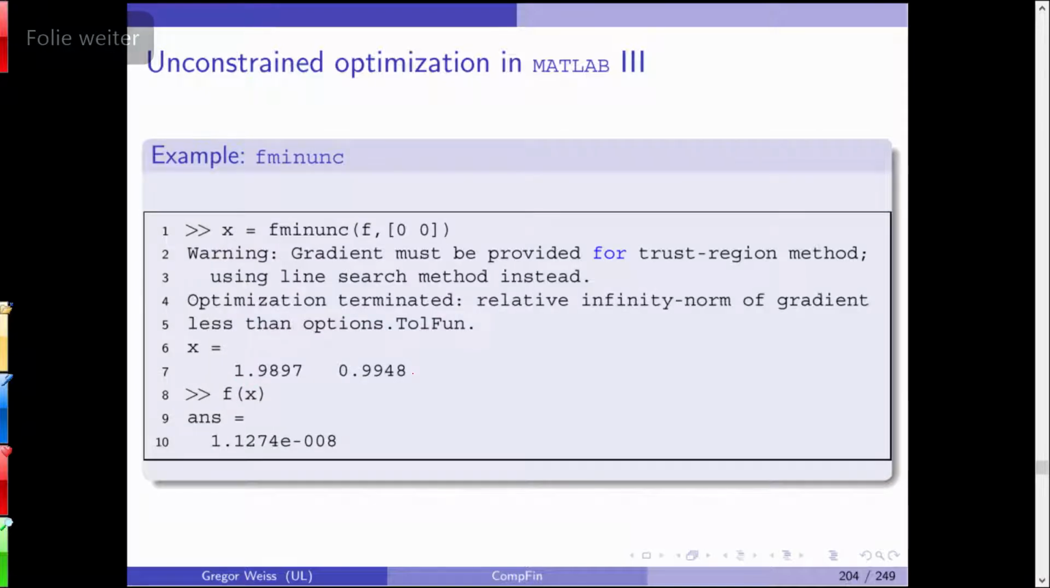Okay. Now we do the same with fminunc. Fminunc gives out a warning: gradient must be provided for trust region method using line search, optimization terminated, relative infinity norm of gradient less than options tolerance function, x is 1.98 and 0.99. And you can see that actually it's a very simple function. You could even see the global optimum with your own eyes. You could be able to calculate this on a sheet of paper simply by taking the gradient and setting the gradient to the 0 vector.